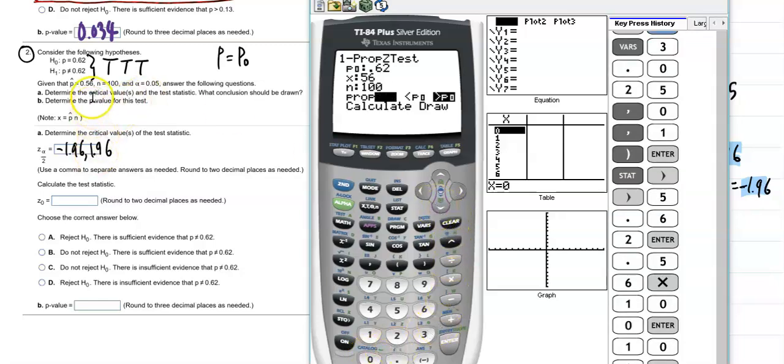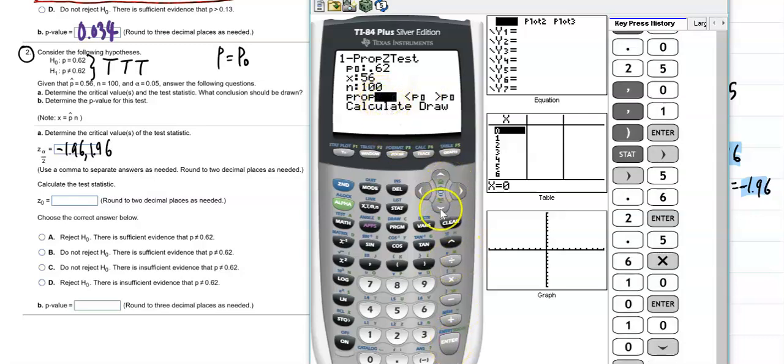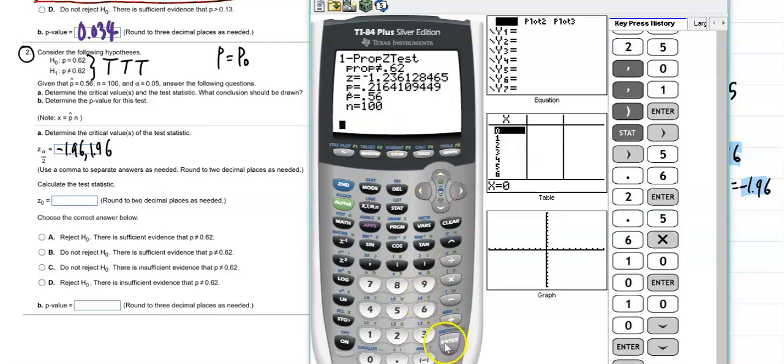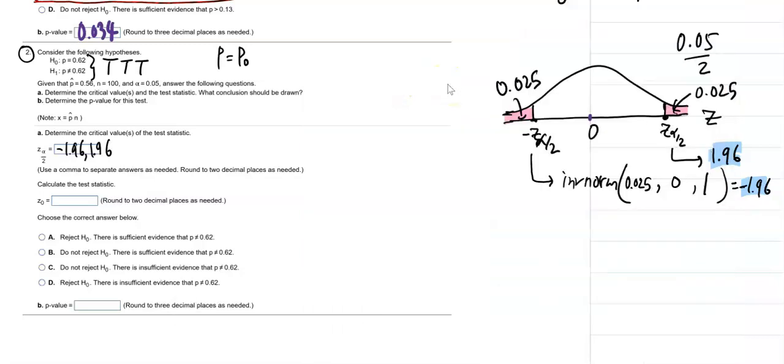Go to the next line. You have to choose what kind of test this is, because this is not equals to. This is a two-tail test. So I highlight this and I press enter. Then I go to the next arrow, Calculate, and enter, and that's the test statistic. z equals negative 1.24 if you round to two decimals. Okay, negative 1.24. That's the test statistic.